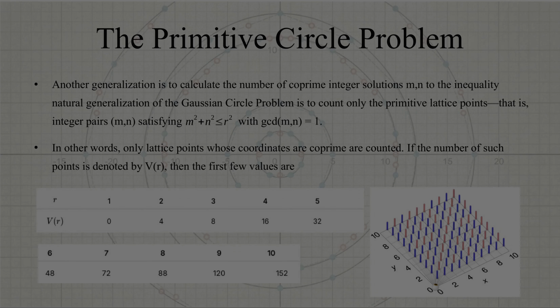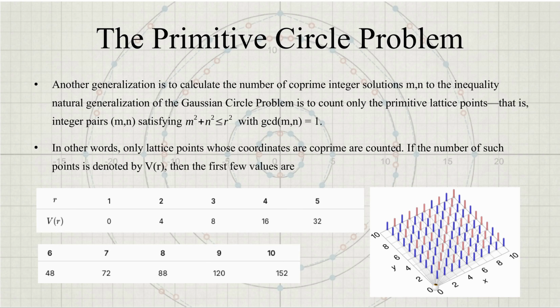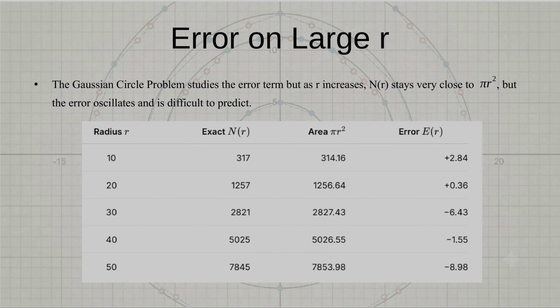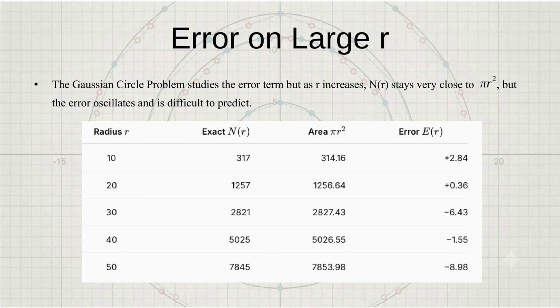A natural generalization of this is the primitive circle problem. Here we count only the primitive lattice points, which means we calculate the number of coprime integer solutions where m squared plus n squared is less than or equal to r squared, and the greatest common divisor of m and n equals 1. In other words, only lattice points whose coordinates are coprime are counted, and this number is denoted by V(r). Returning to our original error term, what happens when we scale this up?